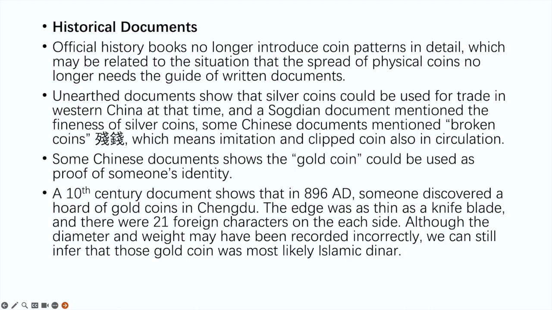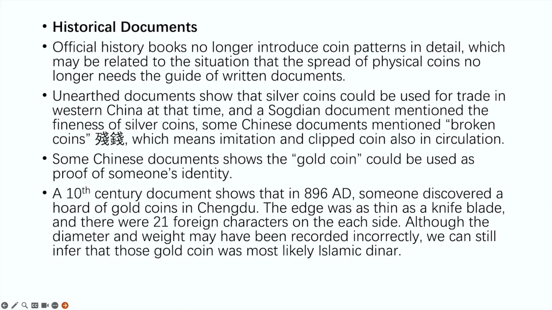And there are some funny stories in China. A 10th-century document shows that in 896 AD, someone dug out a little coin hoard which contained several gold coins. It says the edge is quite thin, like a blade, and that there are 21 foreign characters on each side, which means it's definitely an Islamic dinar. Combining that description, we think it's Abbasid, early Abbasid.